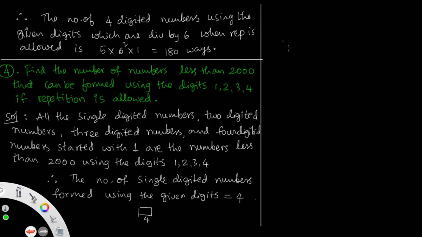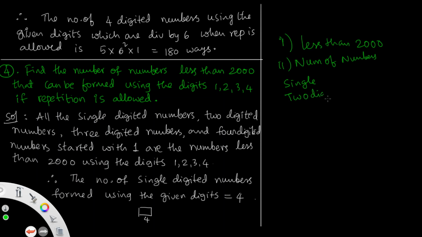Condition is given less than 2000. And the second condition is given to find number of numbers. It may be single digit and 2-digit number. The choices are there. And 3-digit numbers and 4-digit numbers, but the condition is given that it is less than 2000.